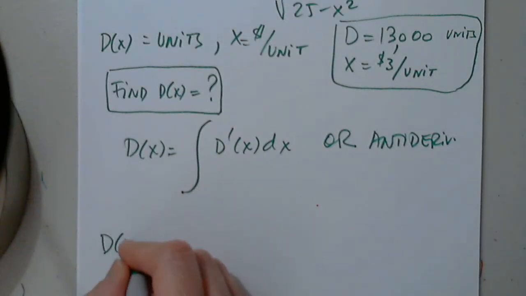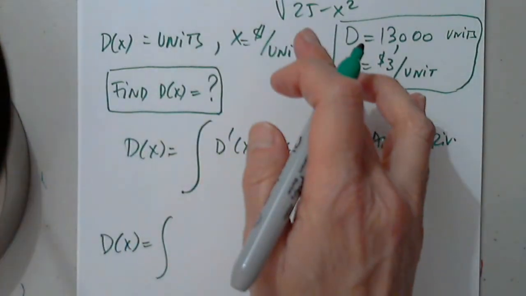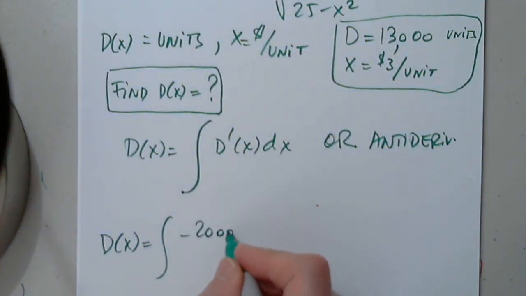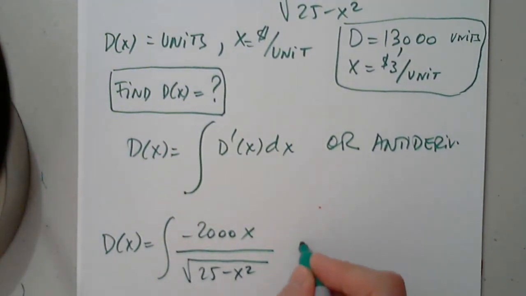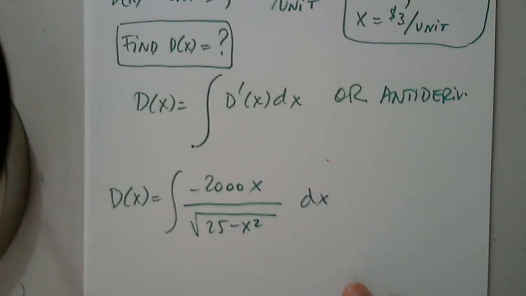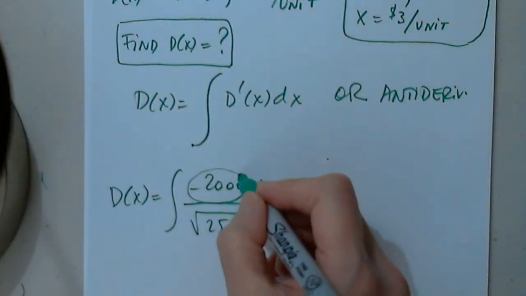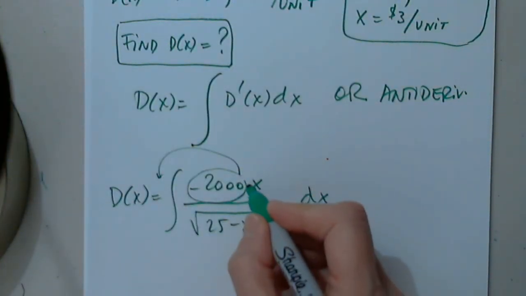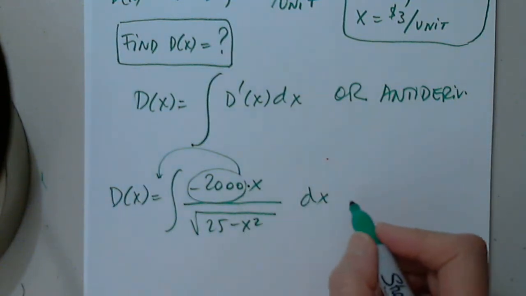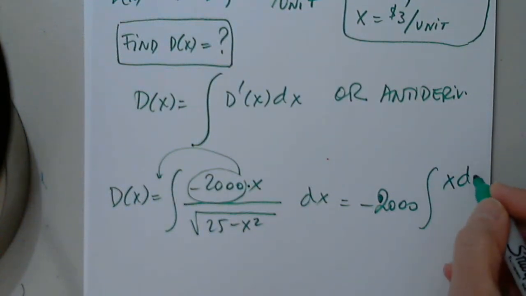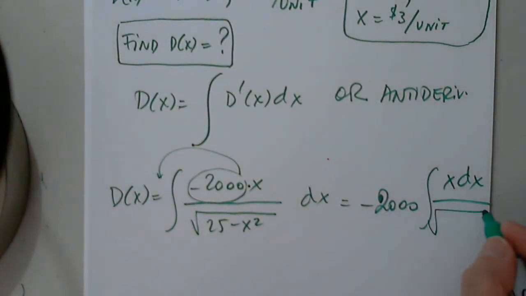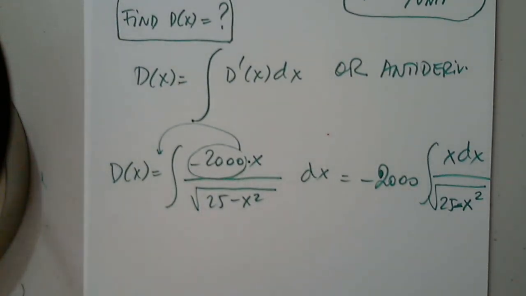So d of x equals the indefinite integral of negative 2000x over the square root of 25 minus x squared dx. Yes, of course, the negative has no place here because it's a factor, not plus or minus. So negative 2000, the integral of x dx over the square root of 25 minus x squared. Can anyone give us a substitution here?